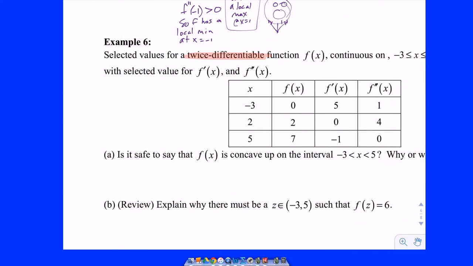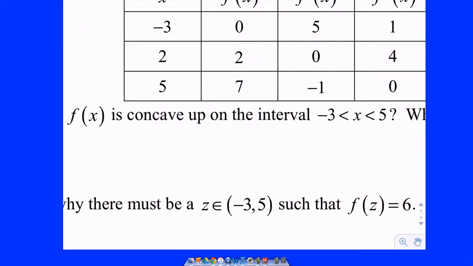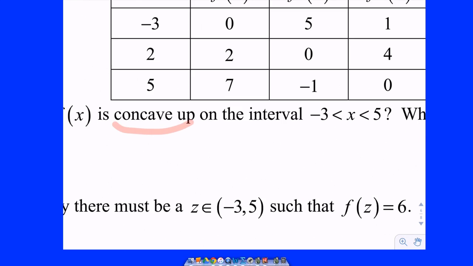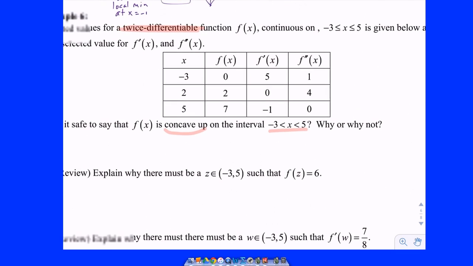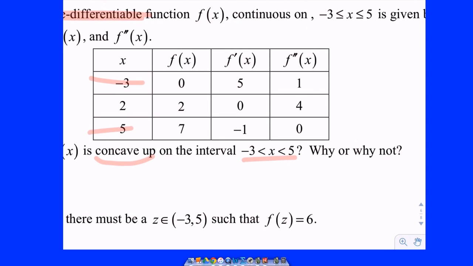Okay. Part A. Is it safe to say that f of x is concave up on the interval from -3 to 5? Well, let's see. Here's -3, there's 5. Second derivative would be concavity information. Hey, look. It's concave up at -3, it's concave up at 4, and we run out of concavity at 5.